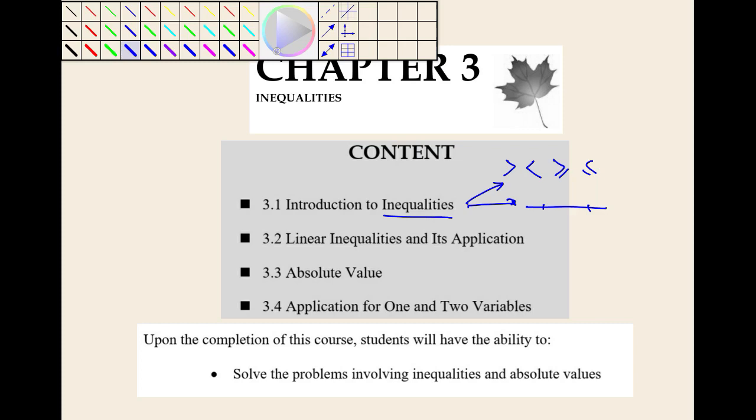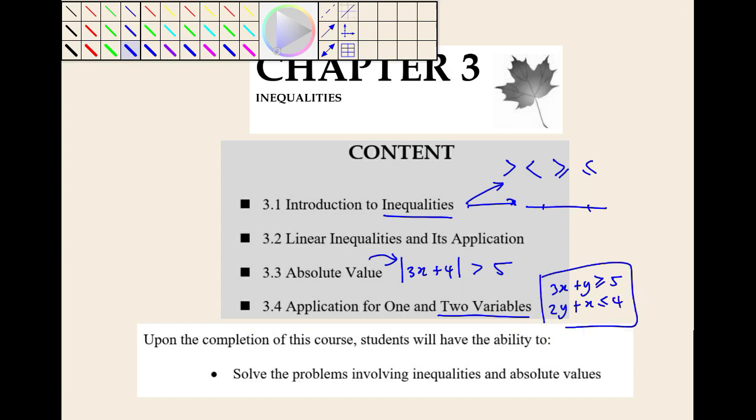And 3.3 is absolute value. So what if you have absolute value of inequalities? For example, the absolute value of 3x plus 4 greater than 5. So this is absolute value. Okay, and then 3.4 is applications for 1 and 2 variables. So that means you have more than one variable. For example, 3x plus y greater than 5, and then you have 2y plus x less than or equal to 4. So these are called 2 variables of inequalities. Okay, we do one by one.